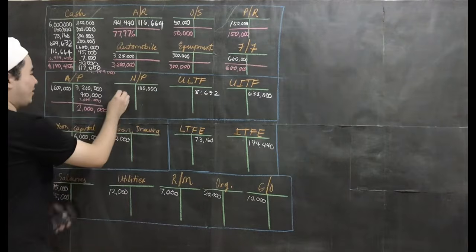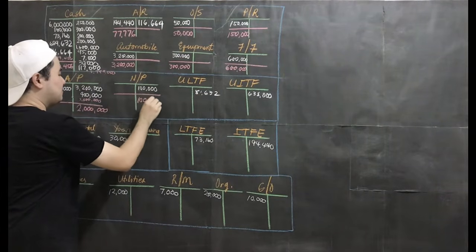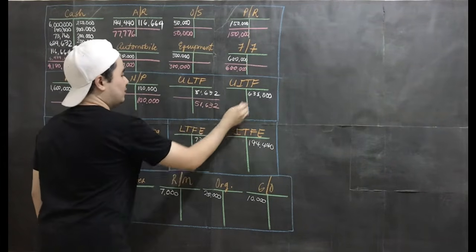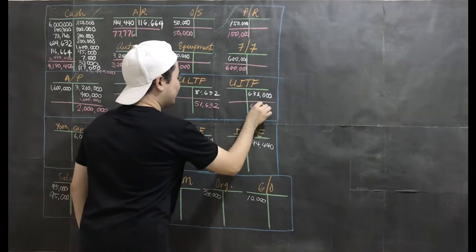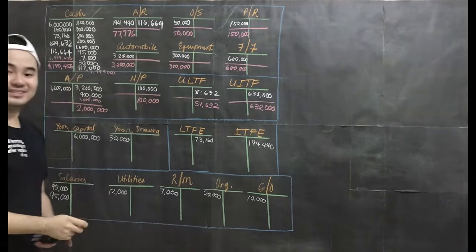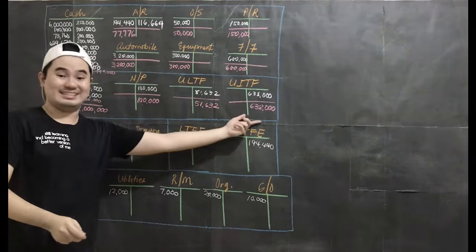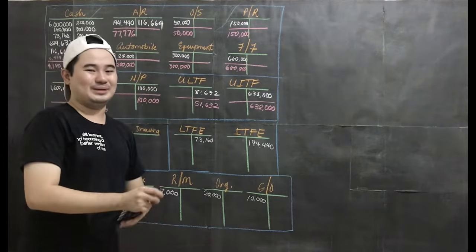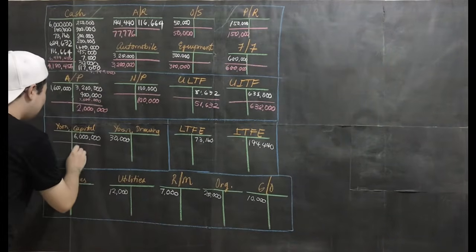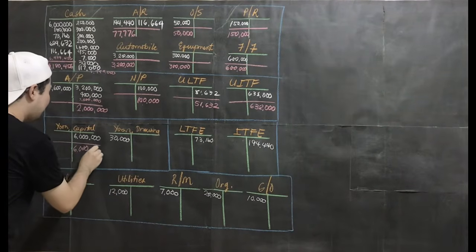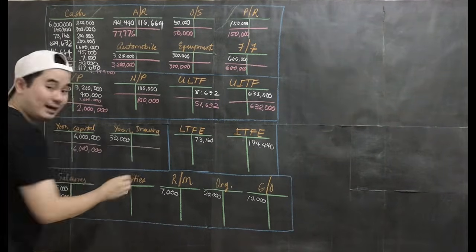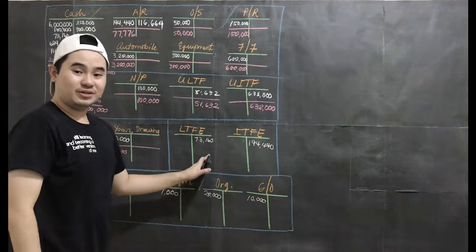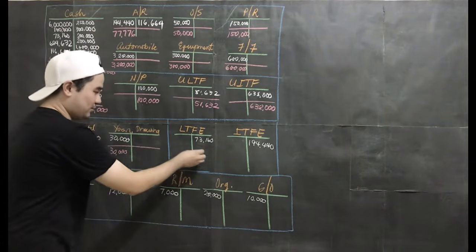Same here. Okay? This one, 100,000. This one, 51,630. And this one, 638,000. Look at all our liabilities, they are all credit balances. Look at our assets, they are all debit balances. That means what we're doing is correct. Okay? Capital, 6 million. Capital is also a credit balance. But drawing should be a debit balance. Local travel fees earned is a revenue account, so it should be a credit balance. So that's correct.